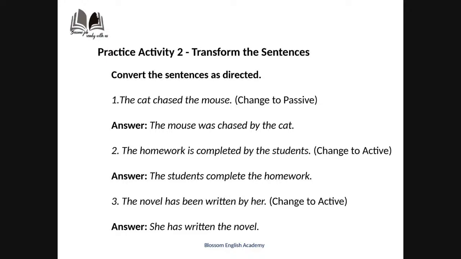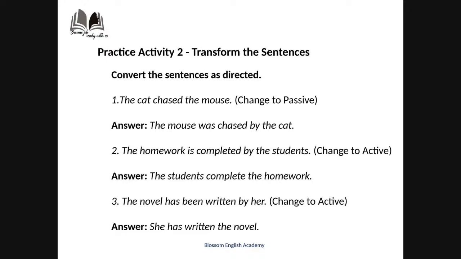So the mouse was chased, and who did the action? The cat. So it is written as by the cat. Simple, right? Second one, the homework is completed by the students. So the homework is the receiver of the action over here.